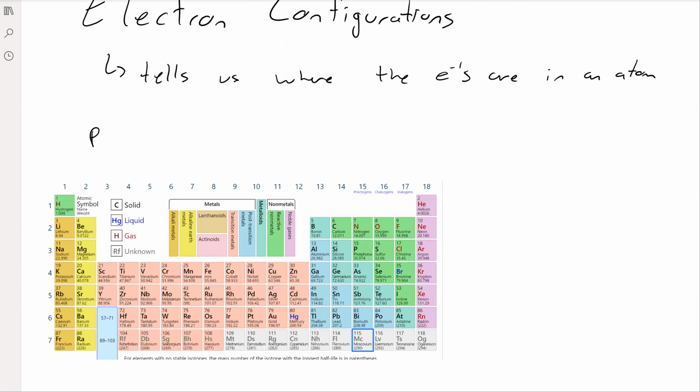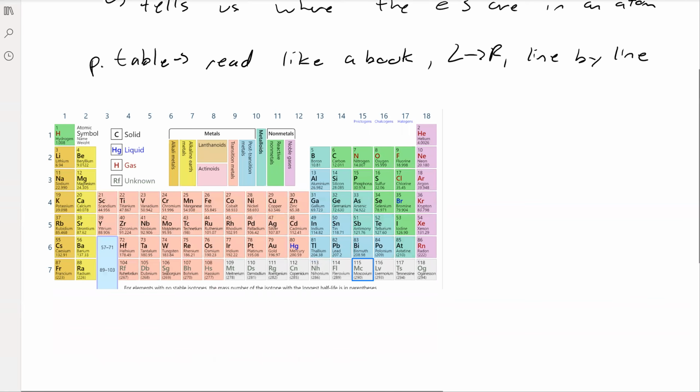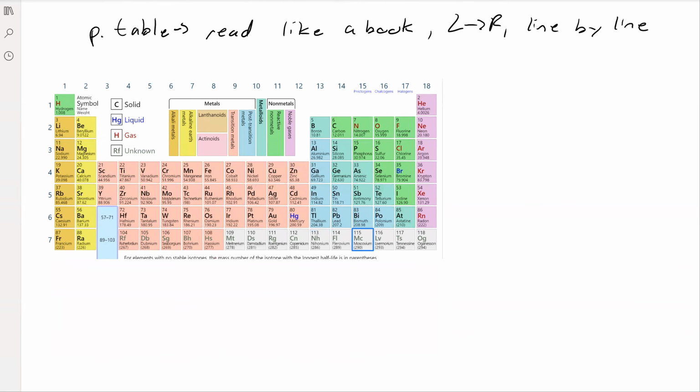So what you do is you take your periodic table, and then you read it like a book. Right, and we read a book left to right, line by line. So for example, we've got oxygen right here, right there. And so what we're going to do is describe where its electrons are.